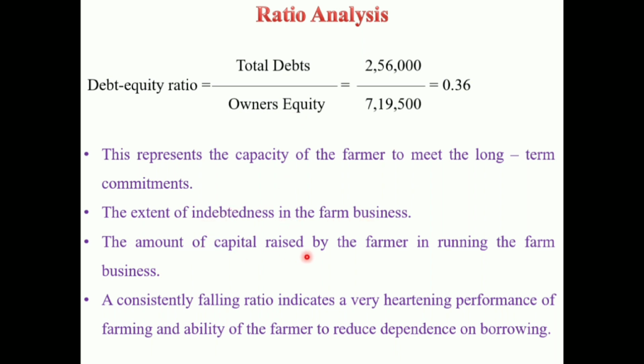The amount of capital raised by the farmer in running the farm business is also shown with the help of the debt to equity ratio, and a consistently falling ratio indicates a very heartening performance of the farming and the ability of the farmers to reduce the dependency on borrowing. When it is less than 1, when the total debt is less than owner's equity, then it indicates the heartening performance of the farmers and their ability to reduce the dependency on borrowing from the outside for running the farm business. Okay, this is the debt equity ratio.